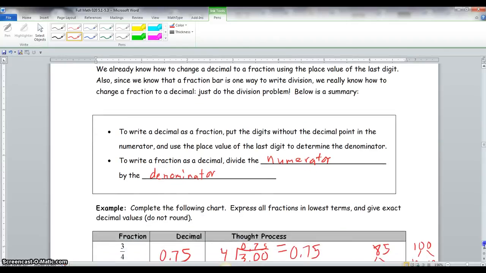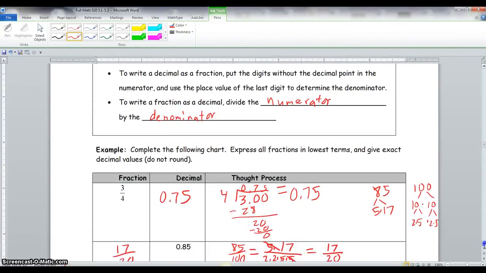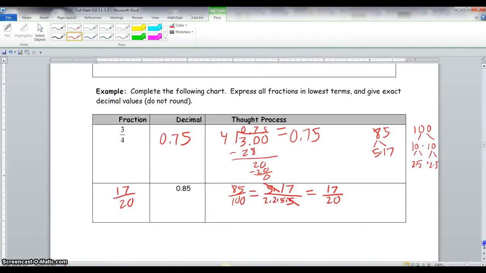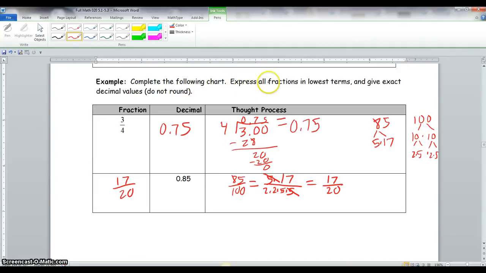Now, we have a few examples here. It says example, complete the following chart. Express all fractions in lowest terms and give exact decimal values. Do not round. So, your decimal value here is blank and your thought process is blank. So what we have to do here, we have to take this fraction and set it up to be divided. We'll take 4 into 3 and put a decimal and add 2 zeros here.